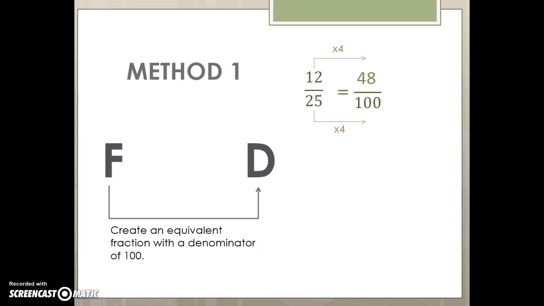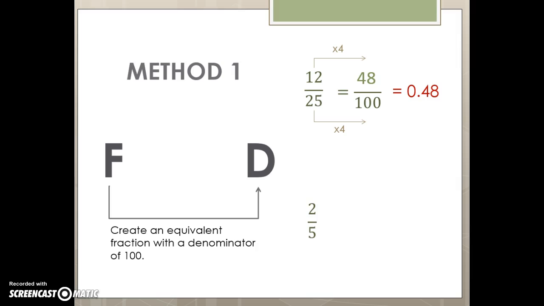Now, when you have that numerator, it turns into your decimal. So I have 48 as a numerator. This is 48 out of 100, or 48 over 100, which turns into 0.48. So let me show you another example so you can kind of get a grasp of what we're doing here.